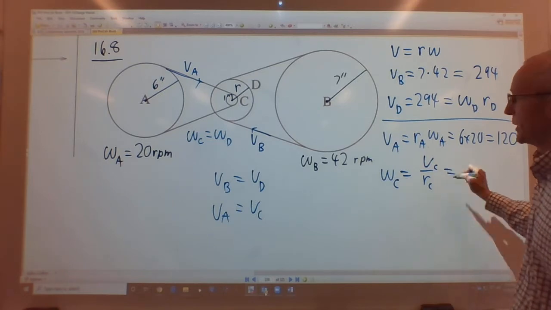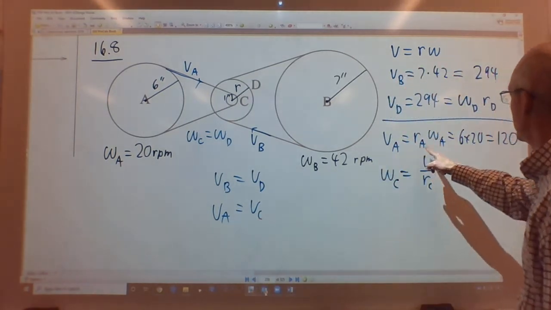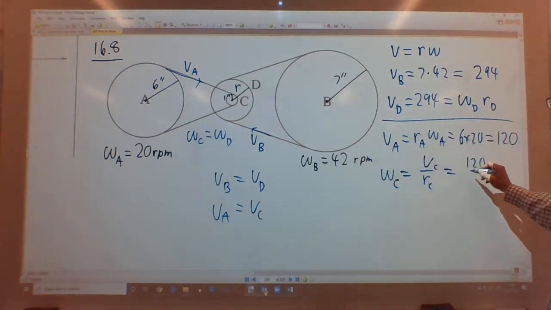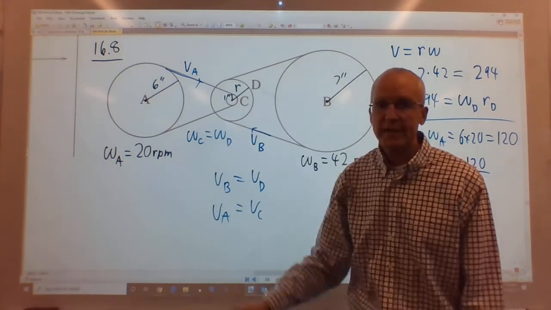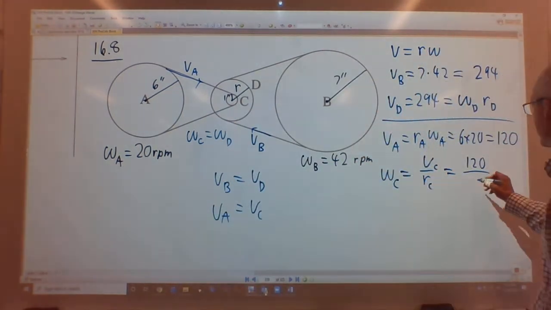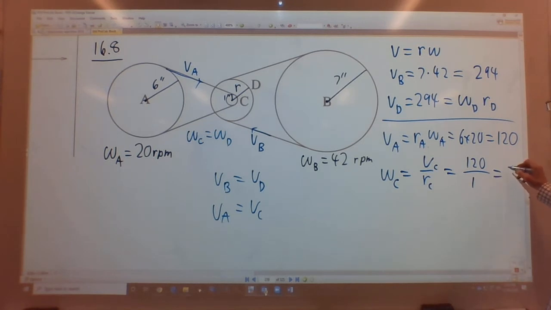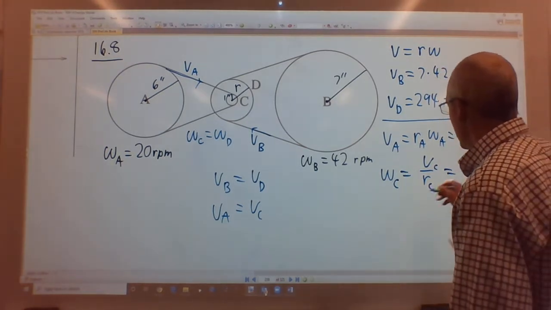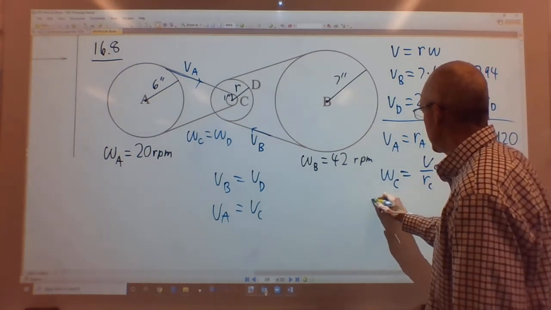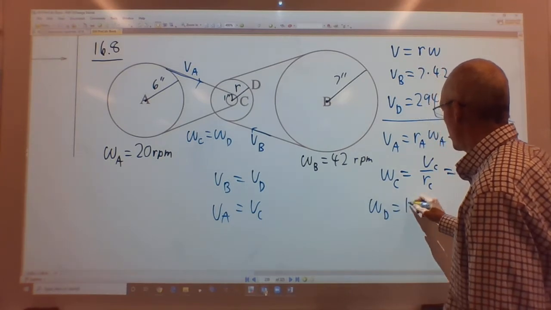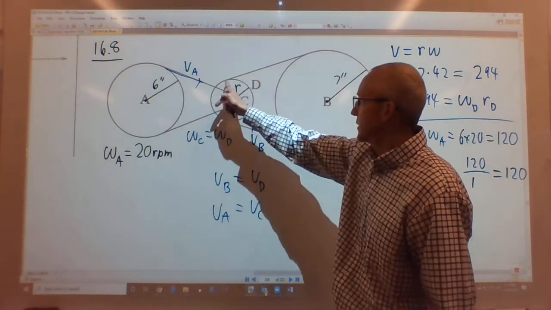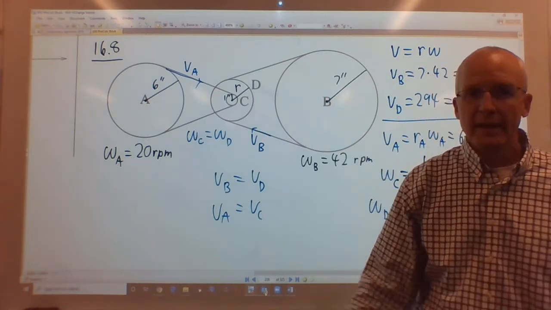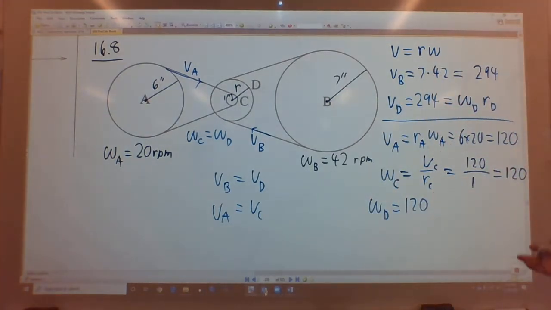We know the velocity of C because it's the same as A, and we just figured that out, so that's 120. And we know the radius of C, they gave it to us, that's 1 inch, so we just divide that by 1, which is also 120. Whoa, that's crazy because it's 1. So omega C is 120. Therefore, omega D is 120 because they're connected. They turn the same number of circles per second. How awesome is that? I'm probably blocking all my work here, so now you can see it.